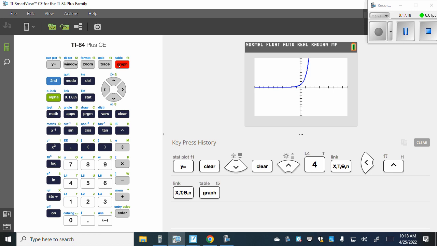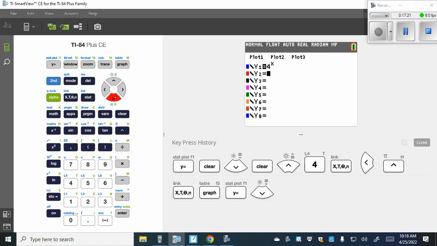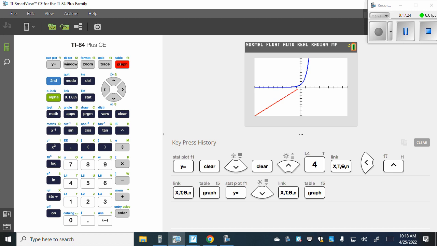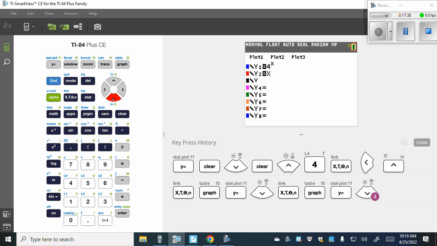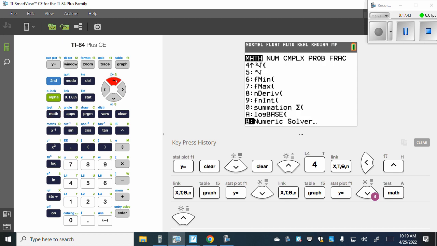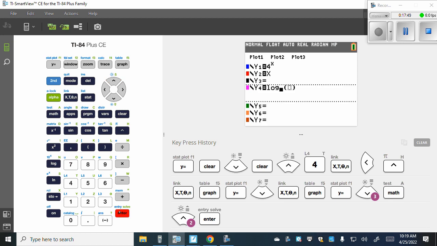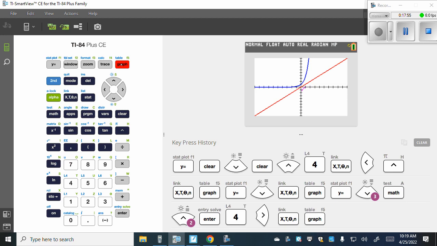Now the inverse, an inverse function, will always mirror itself across the equation y equals x, so this line here. So if log base 4 of x is the inverse, it should be a mirror across this line. We go y equals, down one more. Actually, let's do purple. We can say math and go up to log base 4 of x. And if I hit graph, we do get this here.